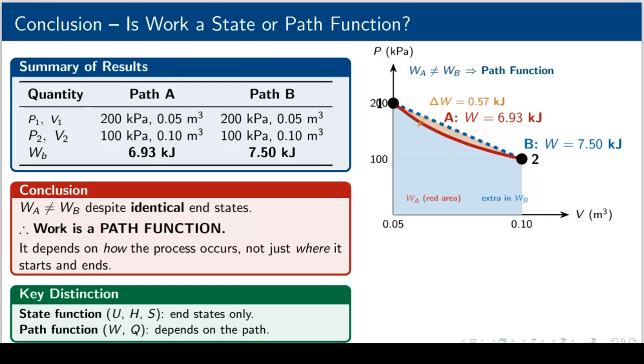Since WA is not equal to WB despite identical end states, work is a path function. It depends on how the process occurs, not just where it starts and ends. The key distinction to remember: state functions such as internal energy U, enthalpy and entropy depend on the end states only, and path functions such as W and Q depend on the path. So I hope this is clear.